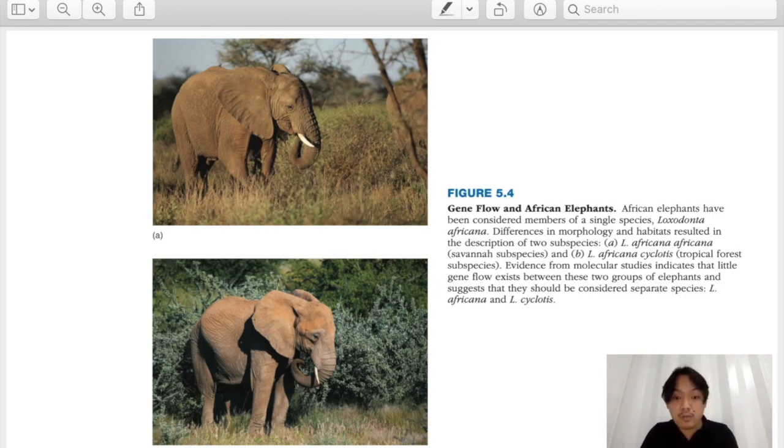Little gene flow. In your basic understanding, the gene flow is conserved among the populations of each subspecies, because one is living in the tropical rainforest and the other is living in the savanna. They could not come out. They are happy inside their habitats. That's why they are considered separate species.